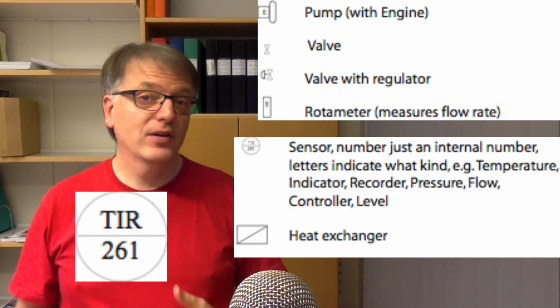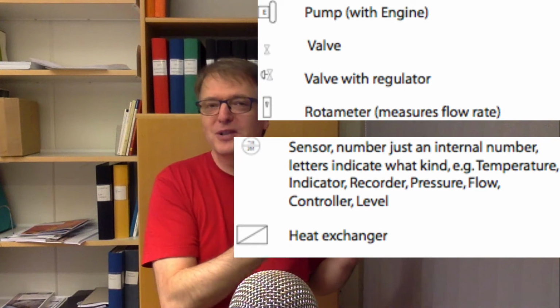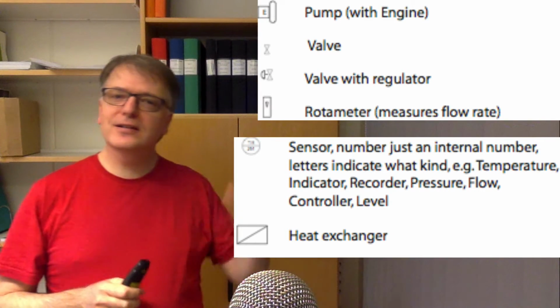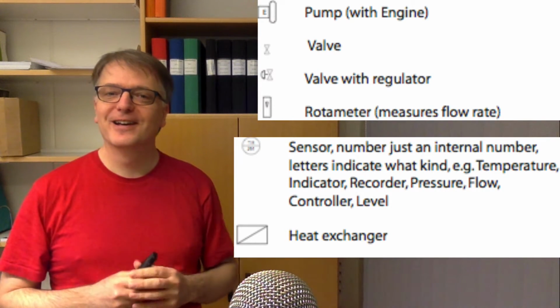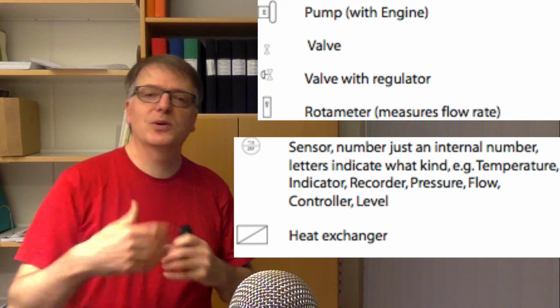And you might have advanced programs to try to simulate the process while it happens, so you can know in advance, okay, now things are going the wrong way here. What do I need to do, and how much should I change this valve so that it works better?